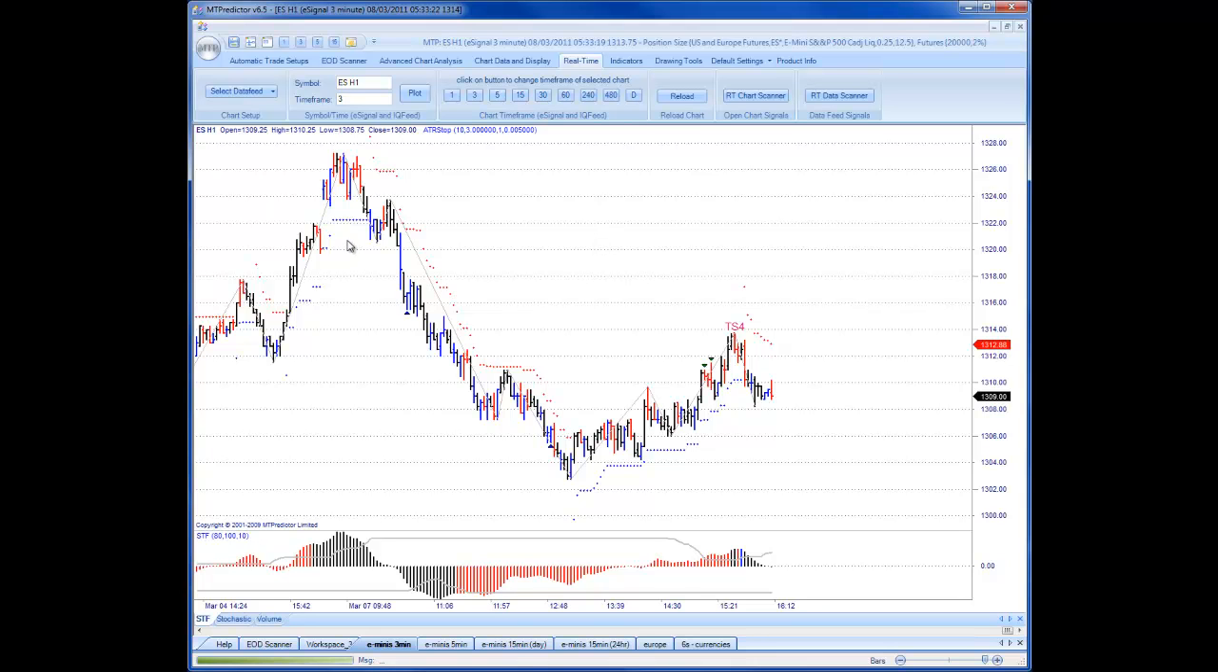Today I'd like to look at how the US E-minis unfolded yesterday. That was February the 7th in the USA. This is MTPredictor 6.5, and this is a 3-minute chart of the ES, which is the S&P 500. And as you can see, we had a lovely decline coming down here. So first thing, wouldn't it be nice to have caught that decline?